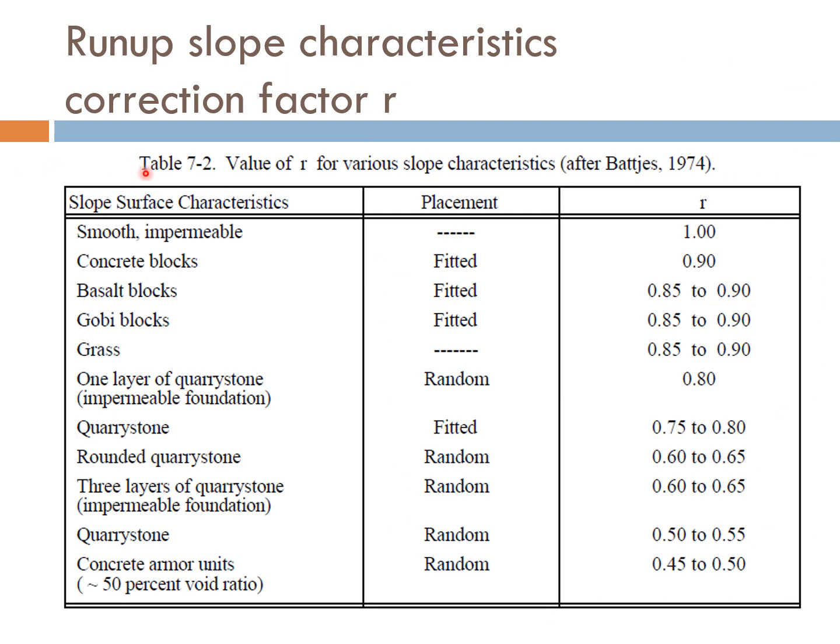Another correction that we will adopt is the value of r for various slope characteristics. So these are the various slope types, how they are being placed. For example, blocks which are being properly placed, or quarry stone which is randomly placed, then the r values are suggested as given in the table. So we will choose the appropriate value for the estimation of the actual run-up.